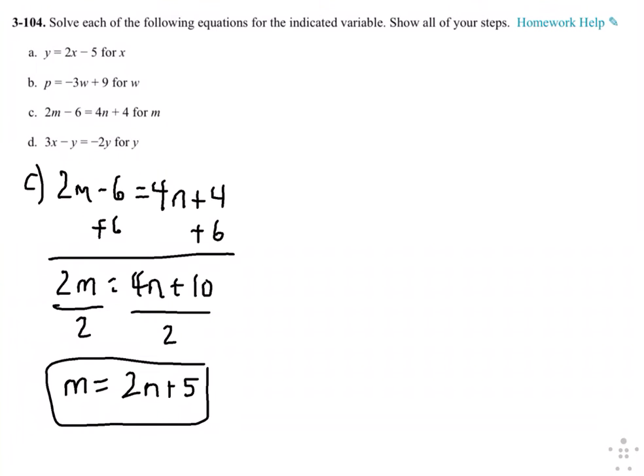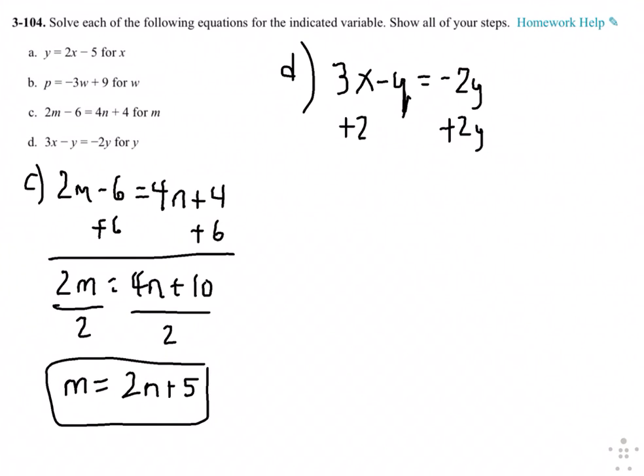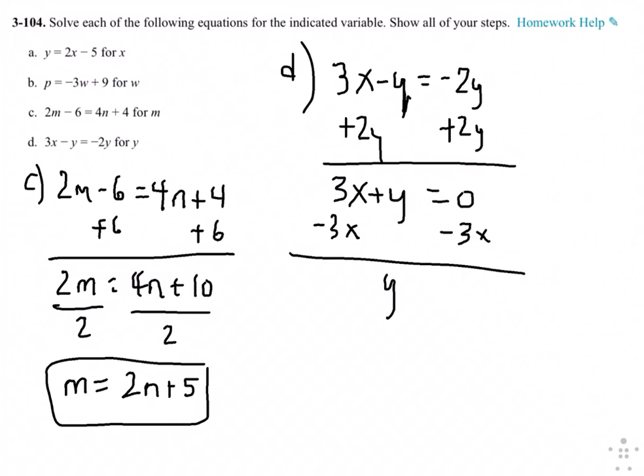And then for D, we have 3x minus y equals negative 2y. And they want to solve for y, so I just divide. Oh, sorry. Didn't see that y there, right? So for this one, we have to get all our y's to one side, right? So I'll add 2y to both sides. And I get 3x plus y, right? Negative 1 plus 2 is plus 1 equals 0. Subtract 3x from both sides. I could have brought my y's to the other side, doesn't matter. Y equals negative 3x, and we're done.